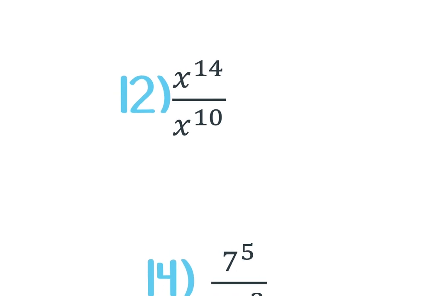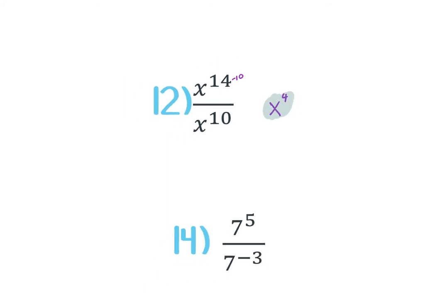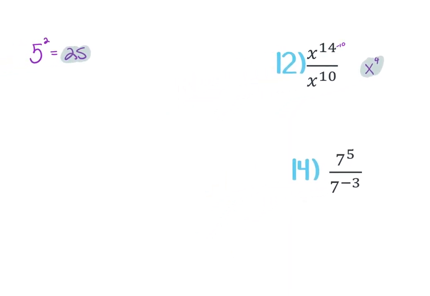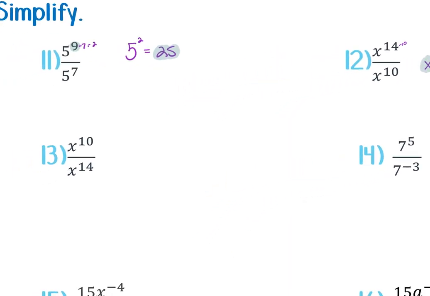X to the 14 in the top, x to the 10 in the bottom. We're going to do 14 minus 10, and I get x to the fourth. Thirteen is now the reverse. The x to the 14 is in the bottom, the x to the 10 is in the top. So we're going to subtract, but this time we're going to leave it in the denominator. So it would be 1 over x to the fourth.